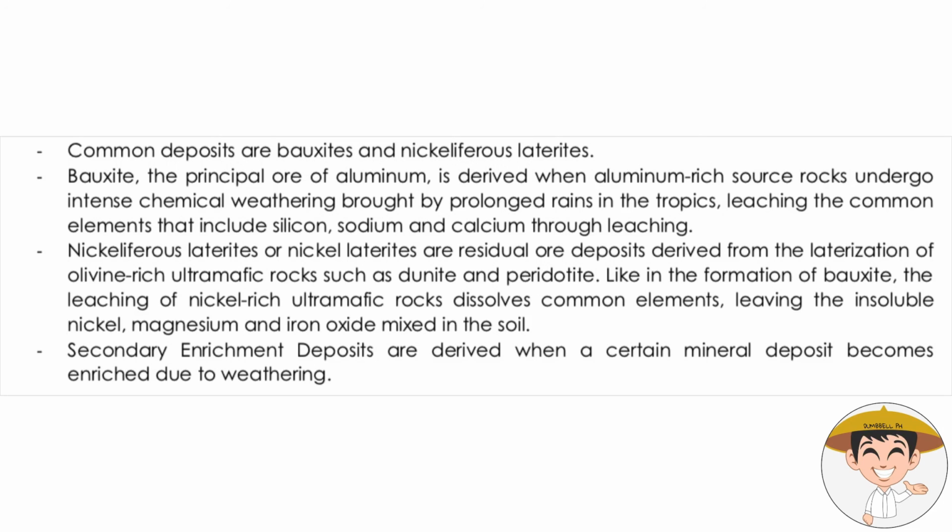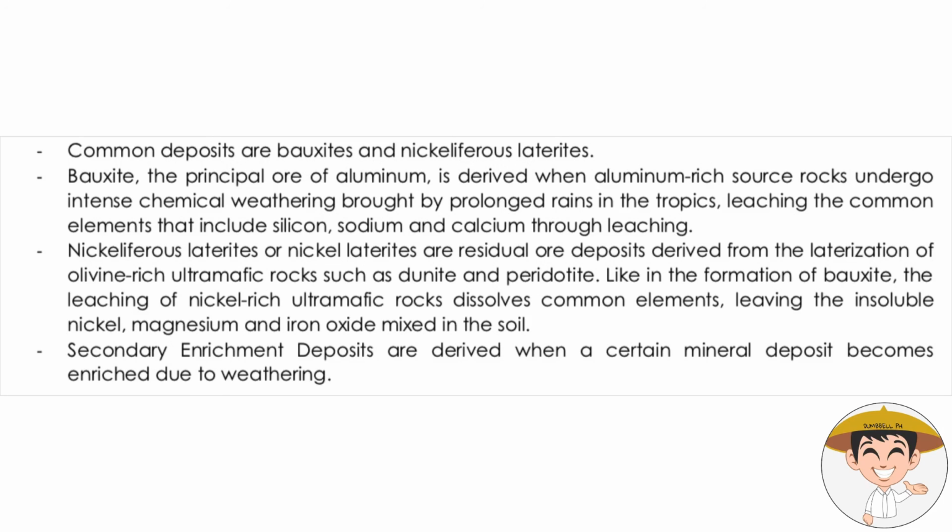Common deposits are bauxites and nickeliferous laterites. Bauxite is the principal ore of aluminum. It is derived when aluminum-rich source rock undergoes intense chemical weathering brought by prolonged rains in the tropics, leaching the common elements that include silicon, sodium, and calcium. These are the elements that are removed in the process of leaching.